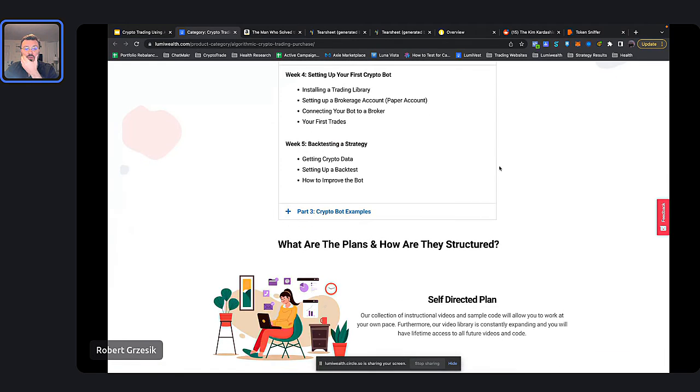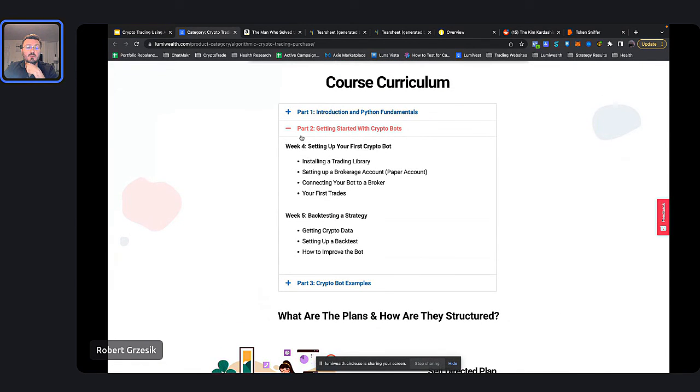Then we go into part 2, which is 2 weeks long. Week 4, in part 2, we're going to make sure that your bots are working on your computer, everything is set up properly, and that you're actually trading. We'll show you how to connect to multiple different brokers: KuCoin, Alpaca, Coinbase. We'll show you how to connect to all of those. And then we'll make sure that you're running your first trades and show you how to execute all that sort of stuff. We'll also give you a couple of examples of algorithms here as well.